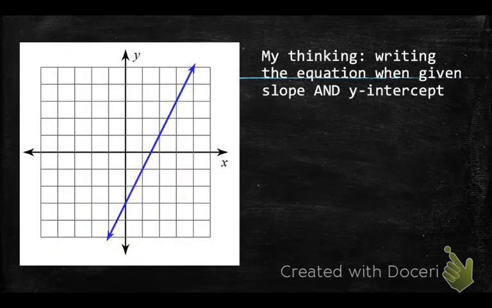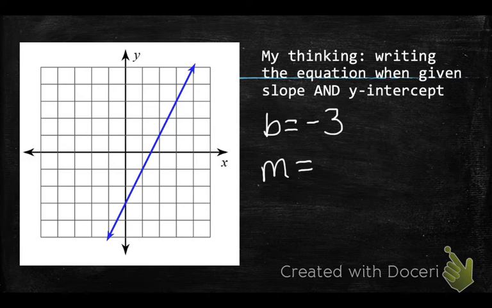Okay, writing an equation of slope and y-intercept is the same concept. So we find the y-intercept. So b in this case is -3. And then our slope, we count. Here's a perfect point right there. So we're going up 2 over 1. So our slope is 2 over 1. So our equation is y equals 2x minus 3.